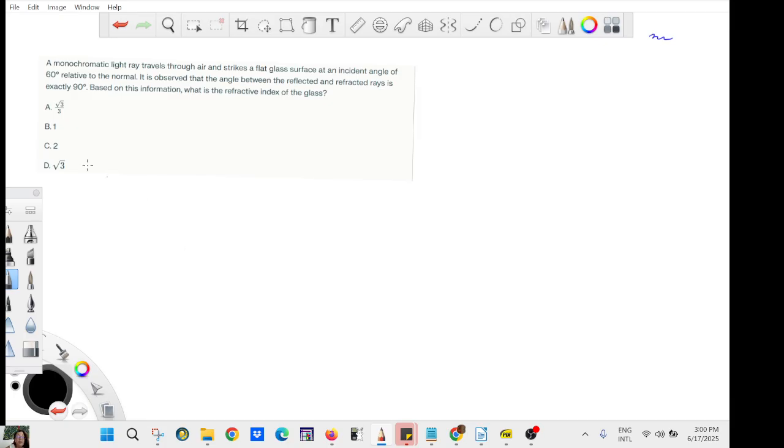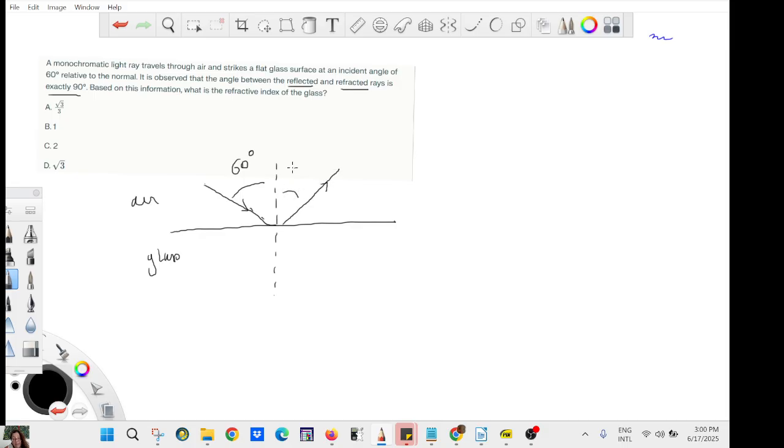So you have to do the drawing. You go from air to glass, so already you know this is fast and this is slow. You always draw the normal. And you see 60 degrees. It says the angle between the reflected and the refracted ray is exactly 90, so they want to make sure you understand that. Reflected means it's going to reflect back, and this is 60. And you know that the refracted has to be a smaller angle. They tell you that between this and the refracted ray, it's going to be 90 degrees.